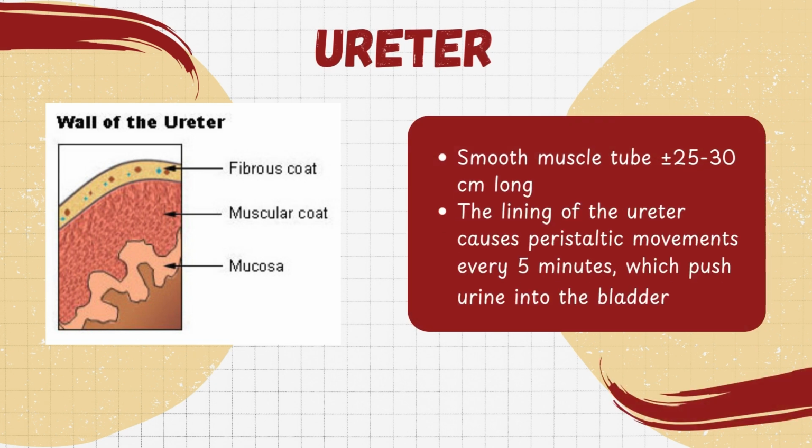The second organ of the urinary system is the ureter. The ureter is a smooth muscle tube 25 to 30 cm long, connecting the kidneys and the bladder. The lining of the ureter causes peristaltic movements every 5 minutes, which push urine into the bladder. The walls of the ureters are the fibrous coat, muscular coat, and the mucosa.